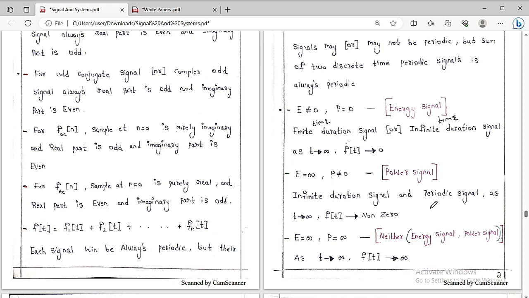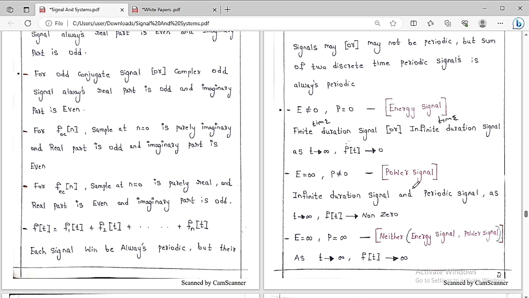All the periodic signals are power signals, because a periodic signal has infinite time duration, but its value is going to oscillate between certain limits. As t tends to infinity, f of t tends to non-zero. Because in the periodic signals, definitely you can see f of t tends to non-zero as t tends to infinity.